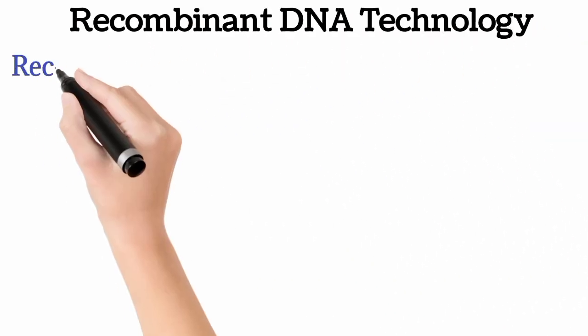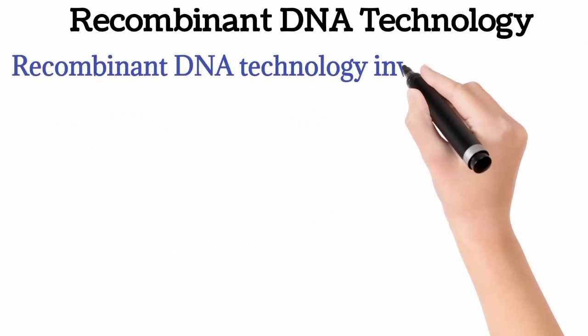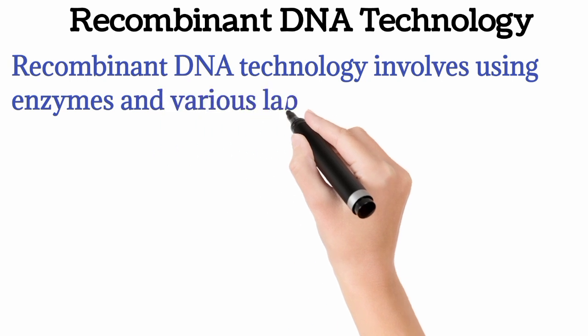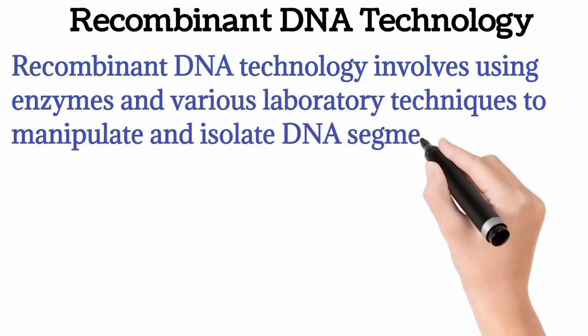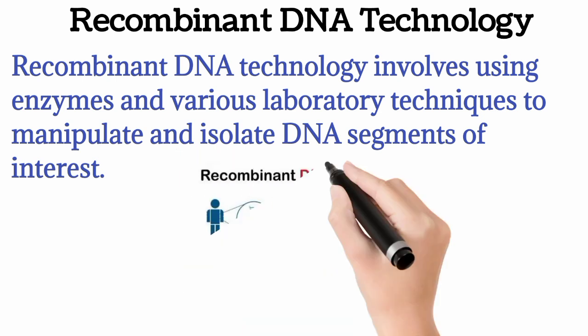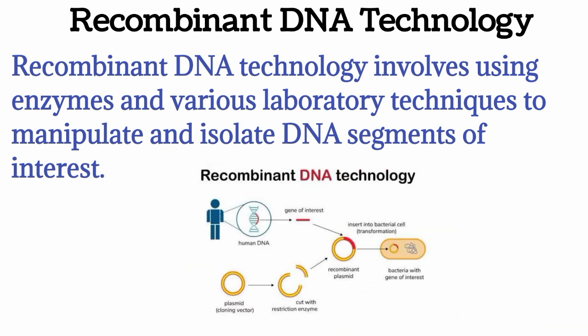Recombinant DNA technology. Recombinant DNA technology involves using enzymes and various laboratory techniques to manipulate and isolate DNA segments of interest. So when we said recombinant DNA technology is a technology that uses enzymes and various laboratory techniques like PCR, that is polymerase chain reaction, and sequencing methods to manipulate and isolate DNA segments of interest.